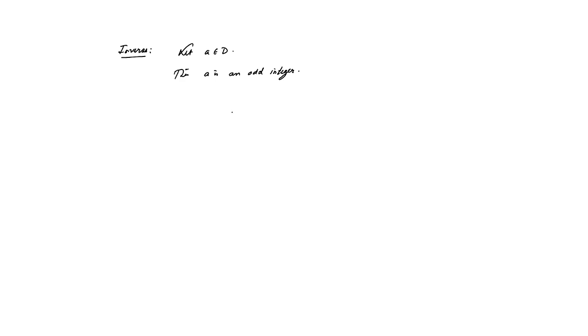Okay. So now what we'll check here. Since A is an odd integer, from that we can write 2 minus A. This is also an odd integer.